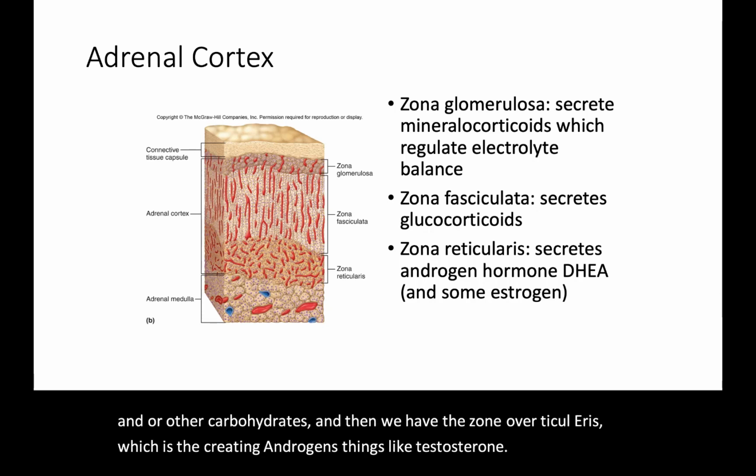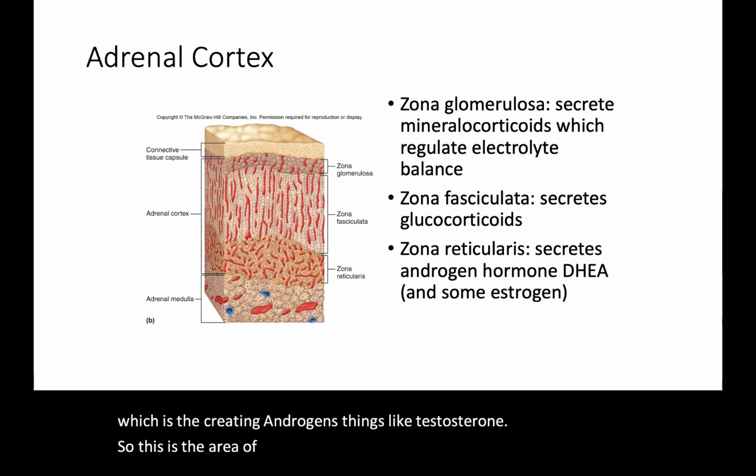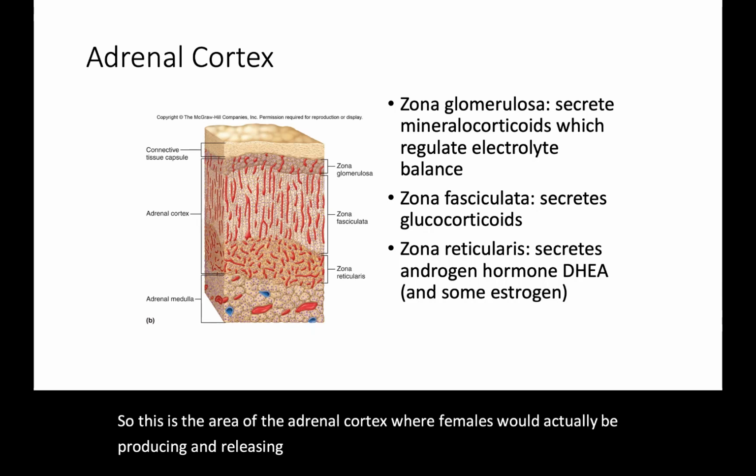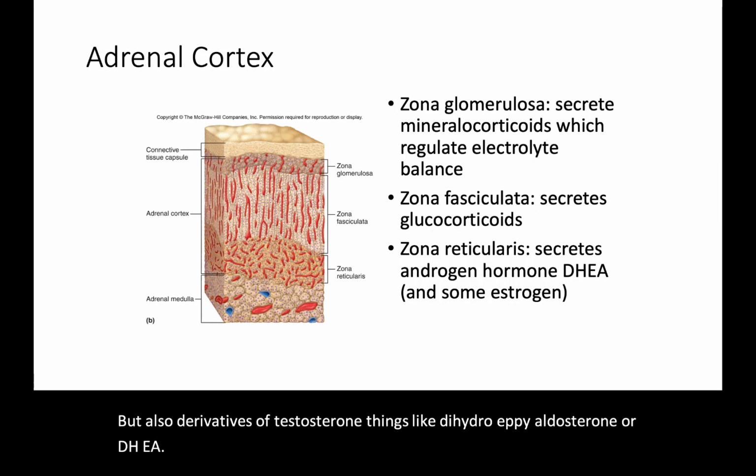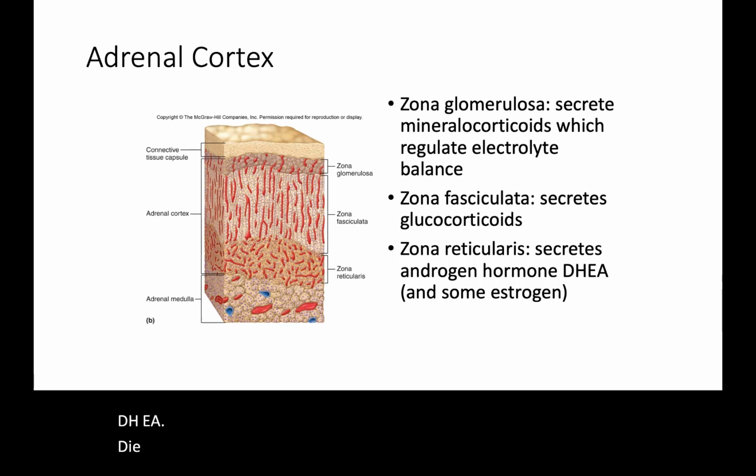So this is the area of the adrenal cortex where females would actually be producing and releasing testosterone, at much, much lower levels than the males. But also derivatives of testosterone, things like dehydroepiandrosterone, or DHEA. Right? Dehydroepiandrosterone is how that is pronounced. And other derivatives as well.